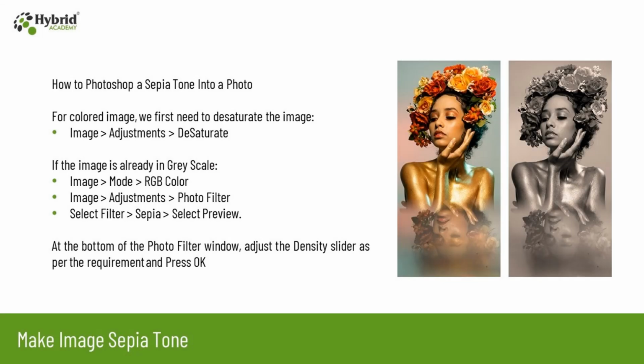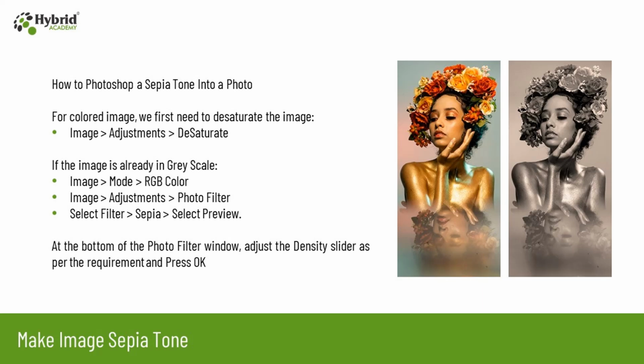So to apply the sepia tone onto a photo in Photoshop, there are separate ways for a colored image and a grayscale image. If the image is colored, we first need to desaturate that to convert it into a black and white image. So to do that, we go to the Image menu, we select Adjustments and we select Desaturate. Once this is done, the image gets converted into a grayscale. Or if the image is already in grayscale, we go to the Image menu, we select Mode and we select RGB color. This color mode makes it easy to convert the picture into sepia.